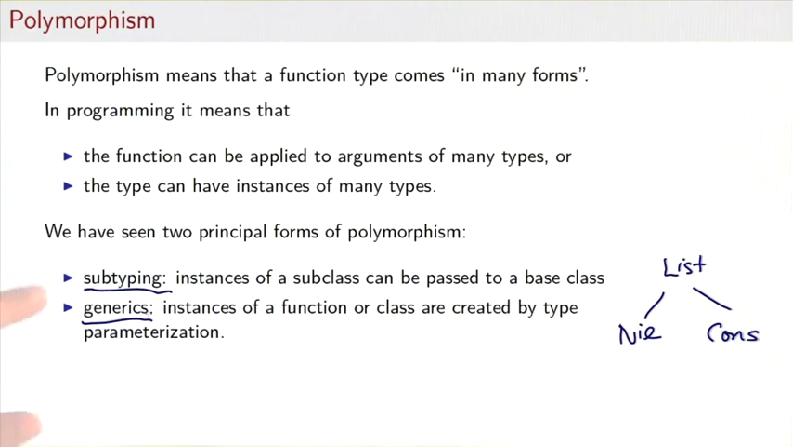Typically, you would say that subtyping was traditionally a form that object-oriented languages had first, whereas generics was a form that functional languages had first.